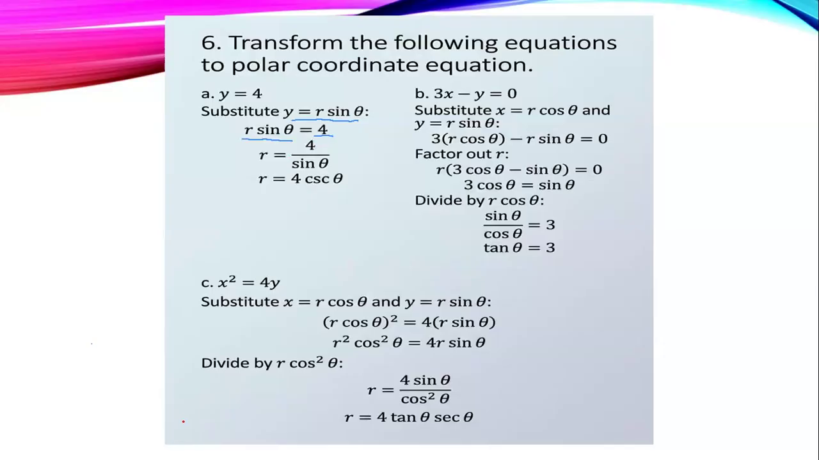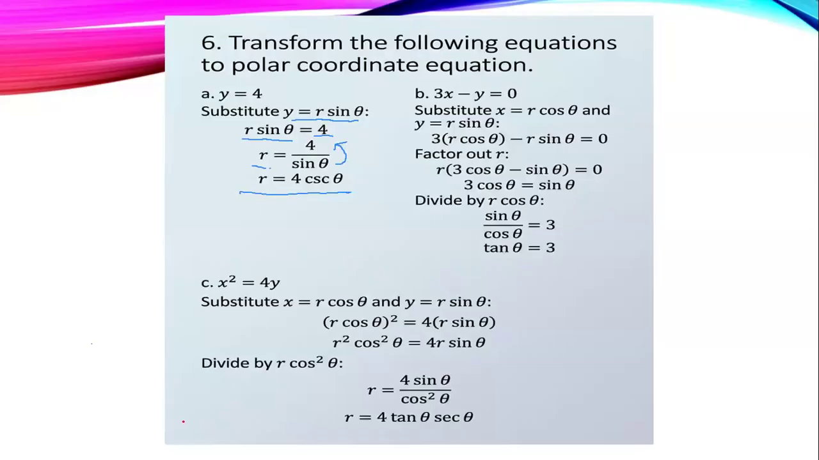And what we can do next is take sine theta over the equal sign to leave r by itself. So we have r is equal to 4 divided by sine theta. If we take sine up with the 4, it becomes the reciprocal of sine, which is cosecant. So we have r is equal to 4 cosecant theta, and that completes it.